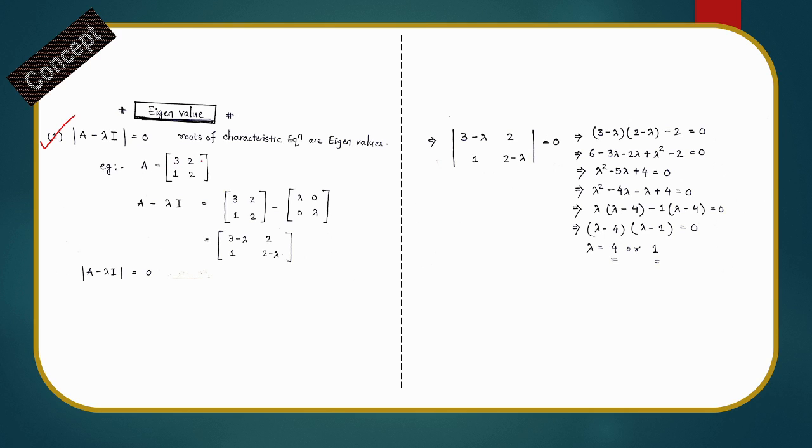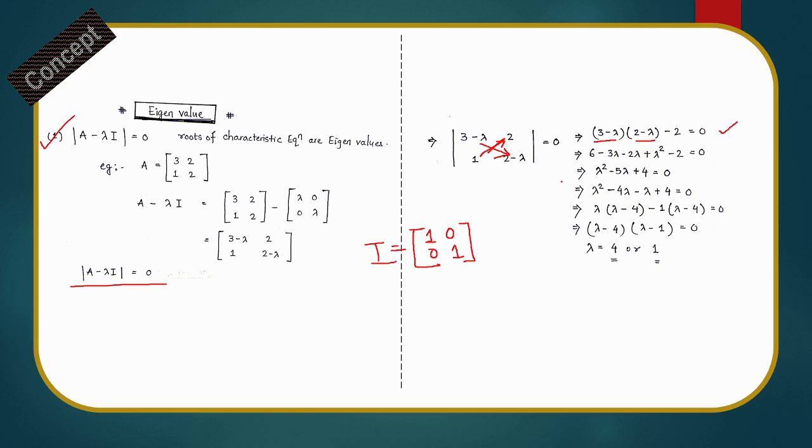For example, A equals [3, 2; 1, 2]. If we calculate A minus lambda I, we know that I is the identity matrix [1, 0; 0, 1], so lambda I equals [lambda, 0; 0, lambda]. We can write it like this: [3 minus lambda, 2; 1, 2 minus lambda]. If we calculate the determinant of this A minus lambda I, it will be (3 minus lambda) times (2 minus lambda), minus 1 into 2, equal to 0.